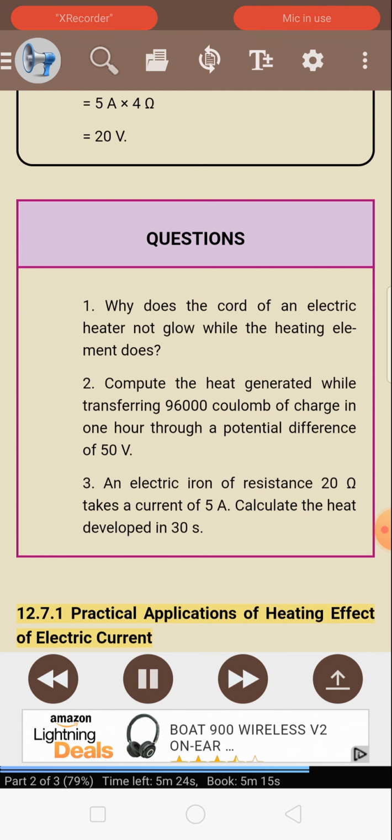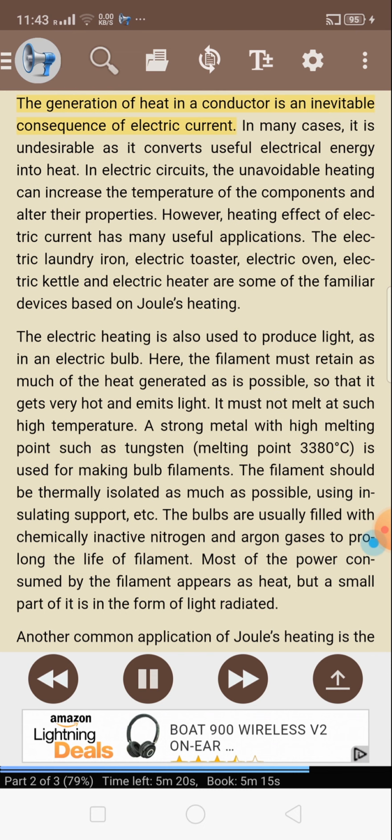12.7.1 Practical applications of heating effect of electric current. The generation of heat in a conductor is an inevitable consequence of electric current. In many cases, it is undesirable as it converts useful electrical energy into heat. In electric circuits, the unavoidable heating can increase the temperature of the components and alter the properties. However, heating effect of electric current has many useful applications.